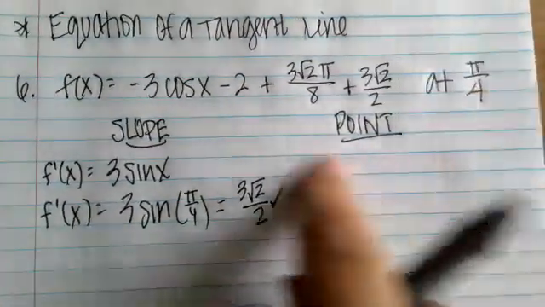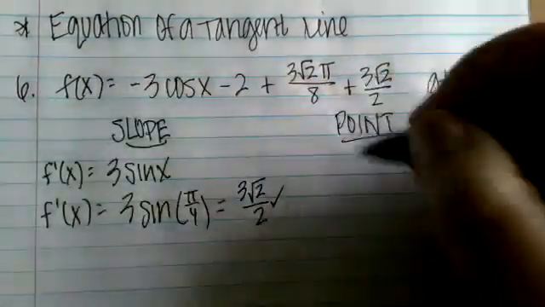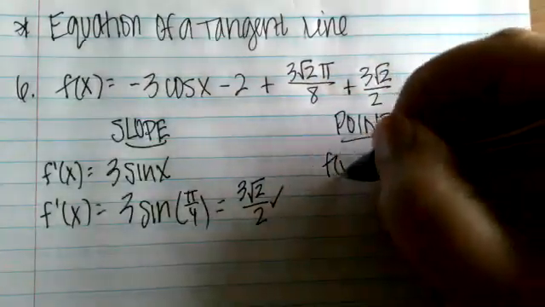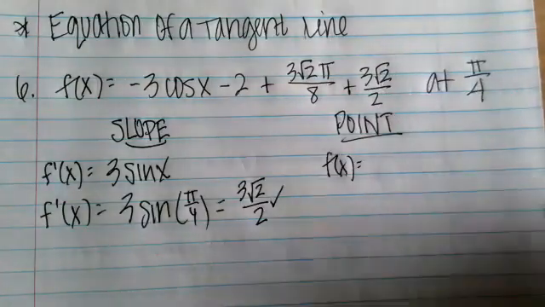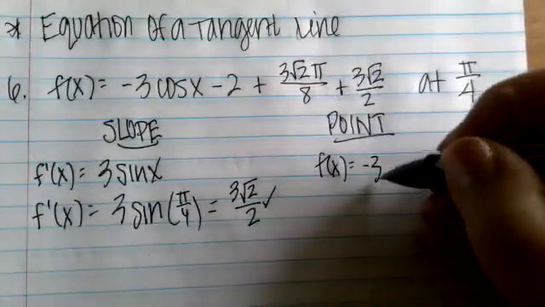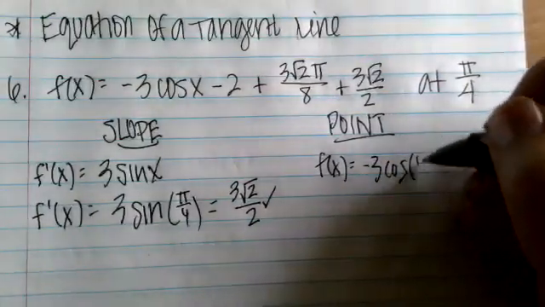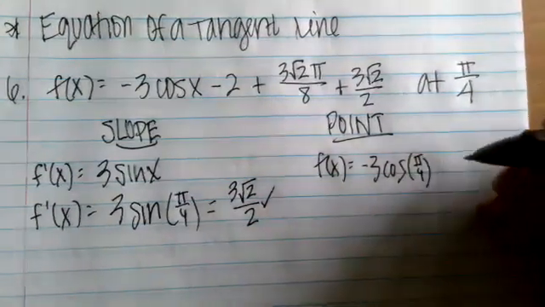And to find the point, we plug this into here. And so we're going to do f of x equals, or you could do y equals, and then -3 cosine pi over 4, because we're going to plug that in.